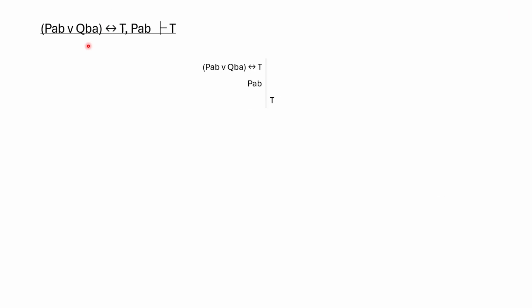Now let's look at an example with two-place predicates. So I have PAB and QBA and PAB. So those are all two-place predicates, and I just have a single propositional letter, T. It's totally fine to mix and match. You can have two-place predicates and one-place predicates in the same argument. You can have two-place, one-place, and propositional letters.